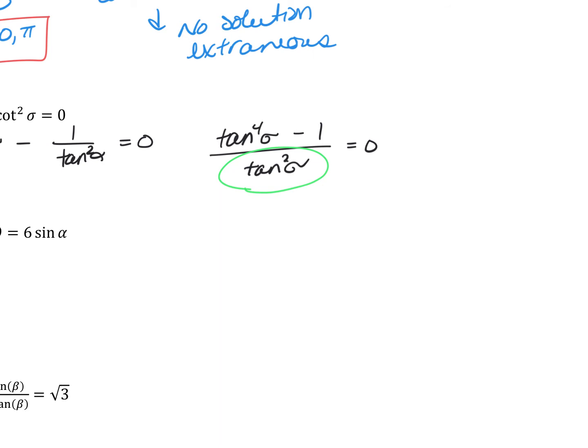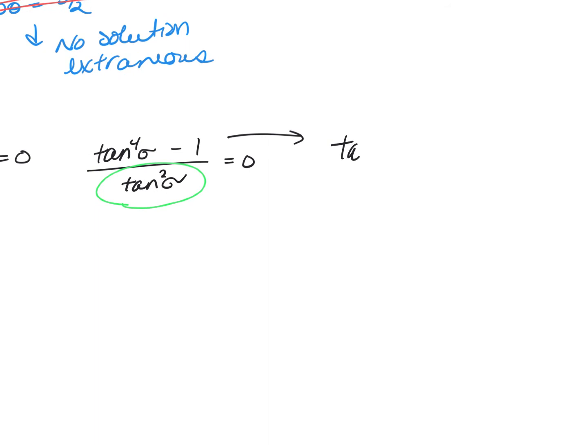This is like looking at rational equations. When you're solving rational equations, your denominator is not going to be part of the solution. It can tell you where you might have restrictions, but it's not going to tell you what your solutions are. So we only work with the numerator. So we have the tangent to the 4th sigma minus 1 is equal to 0. So the tangent to the 4th sigma is equal to 1.